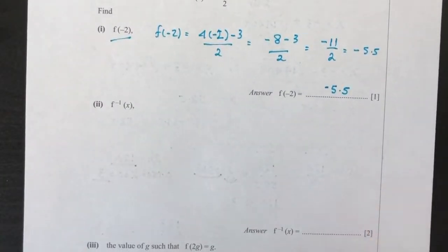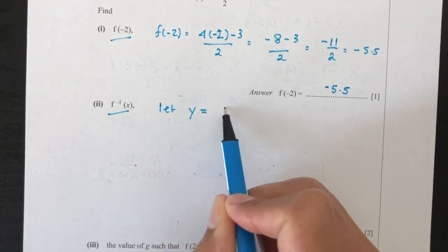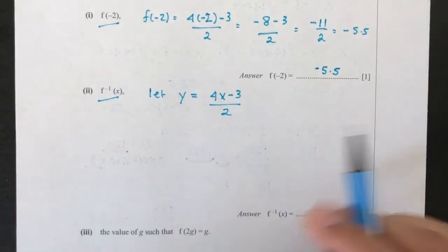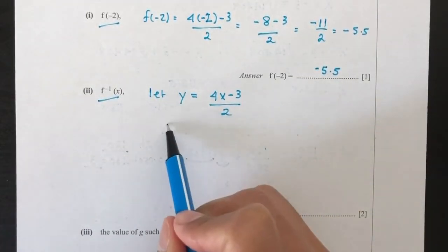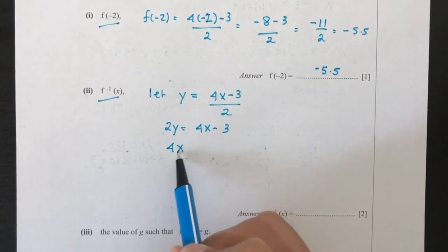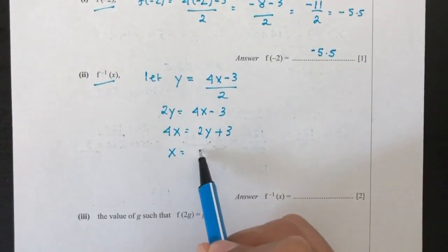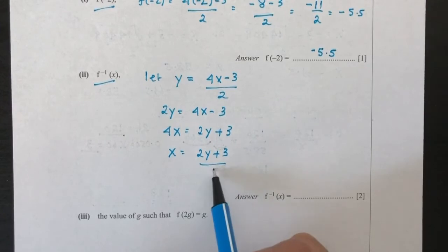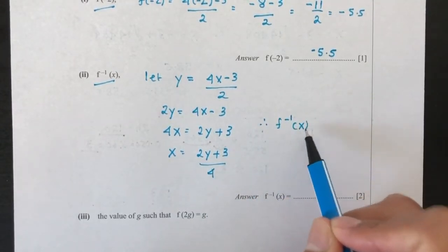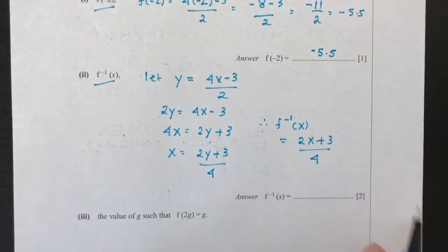Okay, that will be your answer. Now for part 2 is to find f inverse. So first step is to let y equal to f of x, which is 4x minus 3 over 2. Then we have to make x the subject of the formula. So cross multiply, you will have 2y equal to 4x minus 3. So 4x equal to 2y plus 3. Now from this you have x equal to 2y plus 3 divided by 4. So finally, f inverse is in terms of x. We have to change y to x, then we become 2x plus 3 divided by 4.